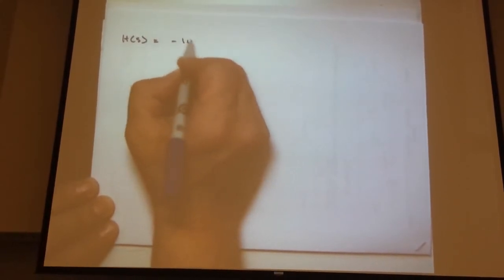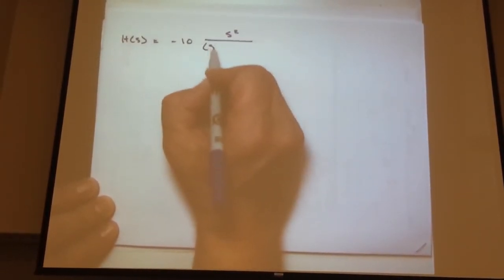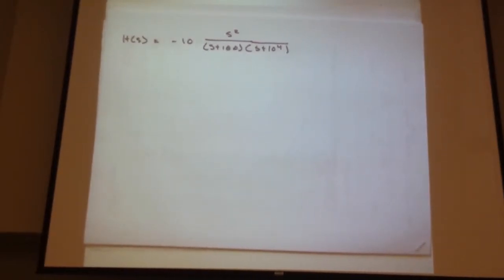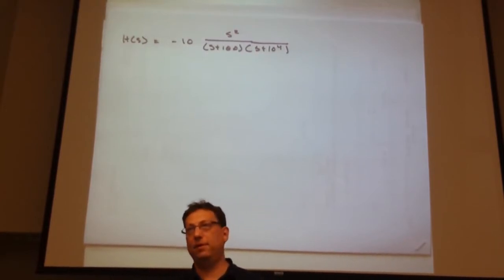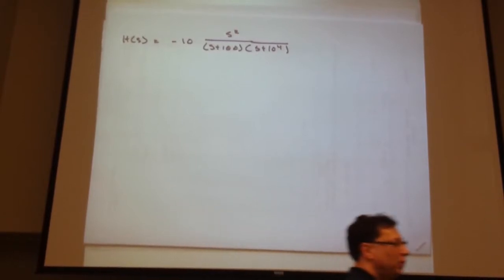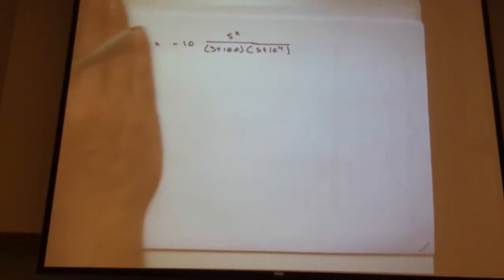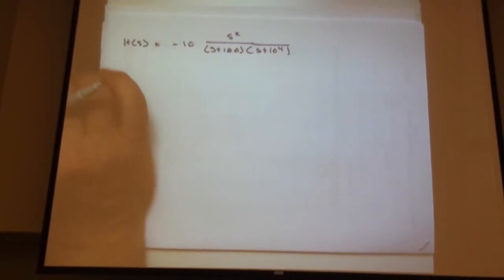Just to throw a little curveball in there, what if I said H of s equals minus 10 s squared over s plus 100, s plus 10 to the 4th? Where does that leave us? What just happened? I mean, this part's got to be the same. What is the negative sign? What sort of phase is that?